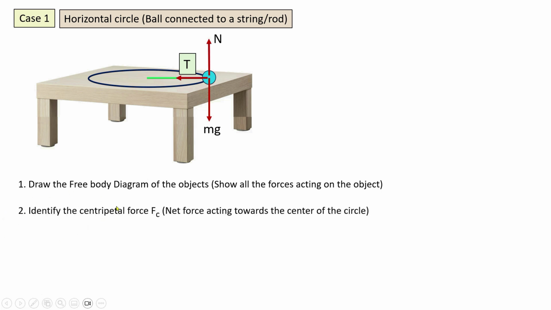Step two, identify the centripetal force. And how do we do that? The trick is the net force which is acting towards the center. And among all these three forces, there is only T, tension, which is acting towards the center of the circle. So the centripetal force here is T, tension. Now, please remember as a rule, in the free body diagram, you do not show Fc. But the catch here is certain forces will act as the centripetal force. So, like in this case, T, the tension which is acting towards the center, is the centripetal force.